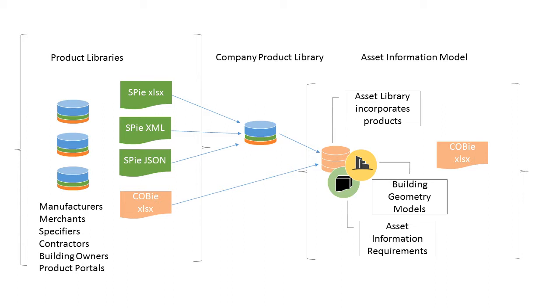So that's fairly straightforward. Then you'll be able to export that information to an asset information model, which means that you've got to restructure it so that it can slot in without any editing.